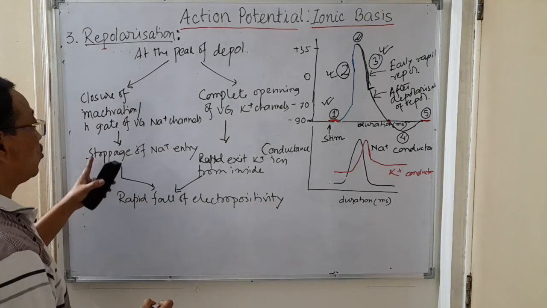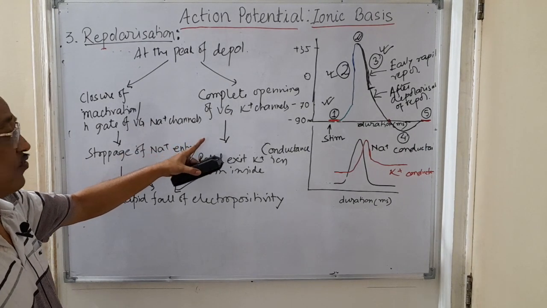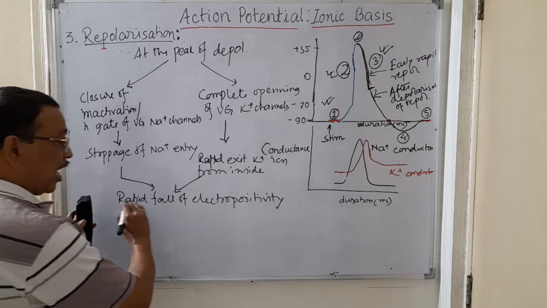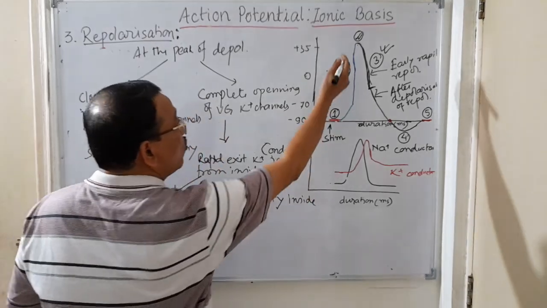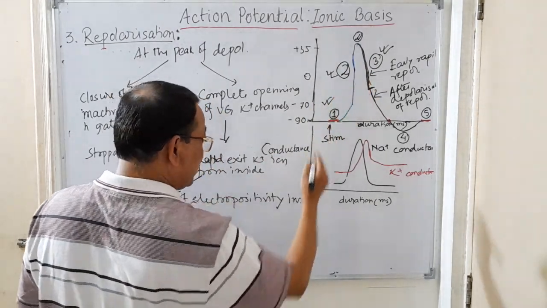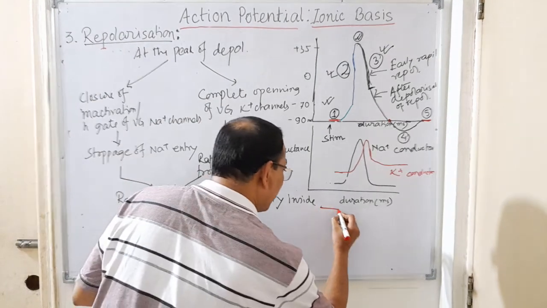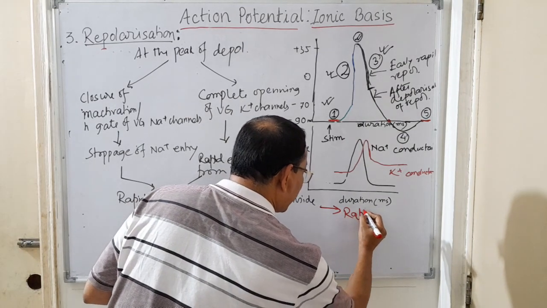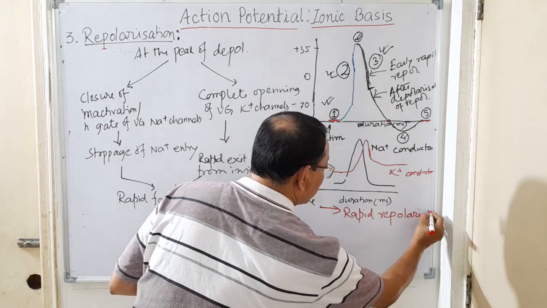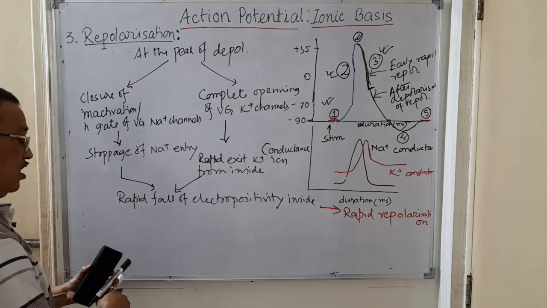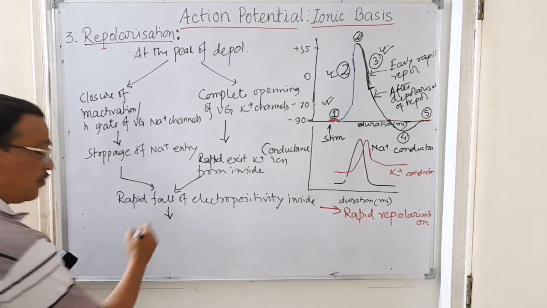Both these phenomena, closure of the sodium channels and opening of the potassium channels, are ultimately responsible for the rapid fall of the electropositivity inside. Electropositivity will rapidly fall, and this is the phase which is known as the early rapid repolarization.